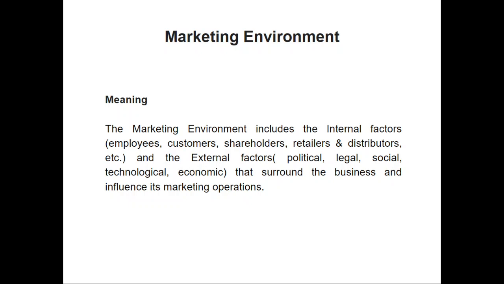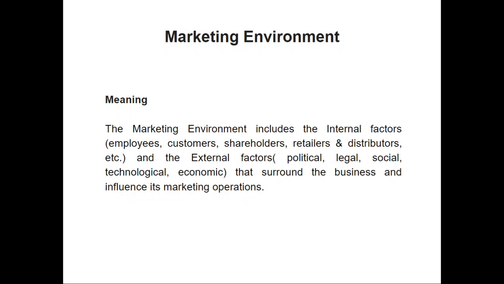Marketing environment includes the internal factors like employees, customers, shareholders, retailers, distributors, etc. And we have external factors like political, legal, social, technological, and economical factors that surround the business and influence its marketing operations. Sometimes these factors influence the marketing operations and sometimes it hinders the progress of a company and its profitability.